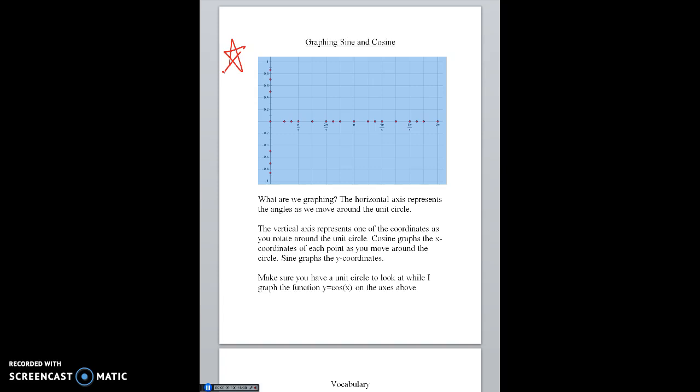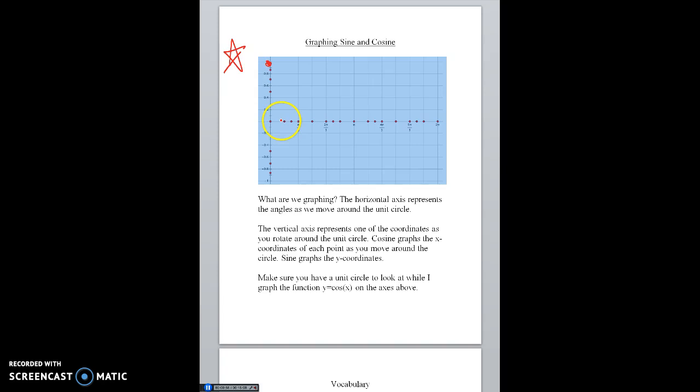Cosine is a graph of the x coordinates, so we're going to be graphing those. The horizontal axis here are the angles as you're moving around the unit circle. So we start at 0 radians and then go all the way around the circle and graph the x coordinates. So for cosine, when the angle is 0, the x coordinate is 1.